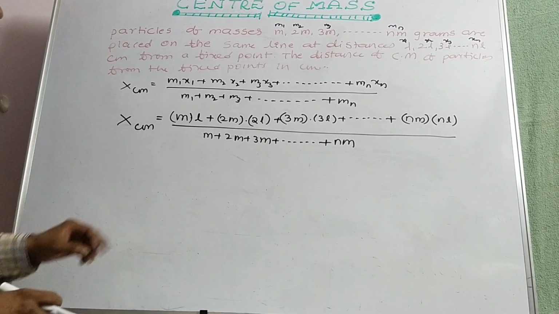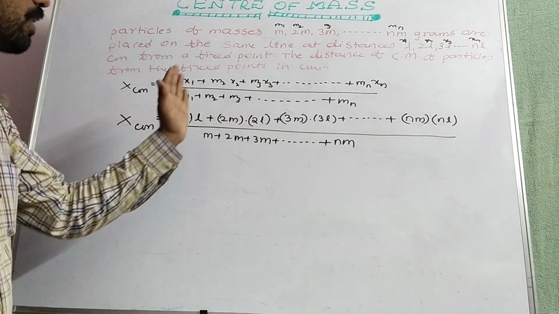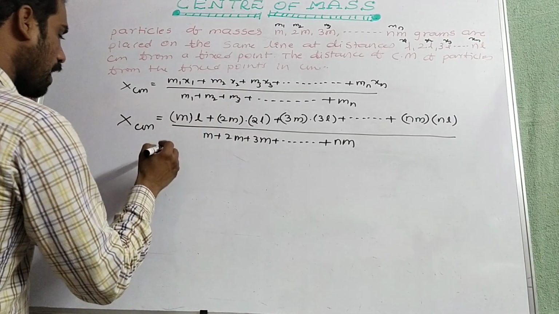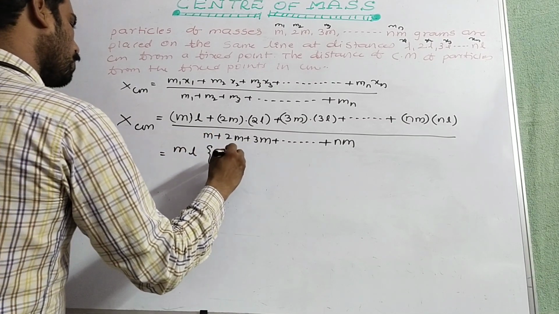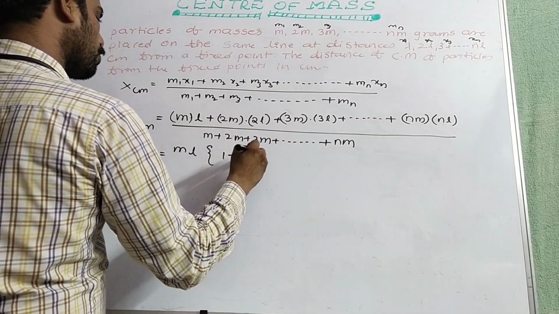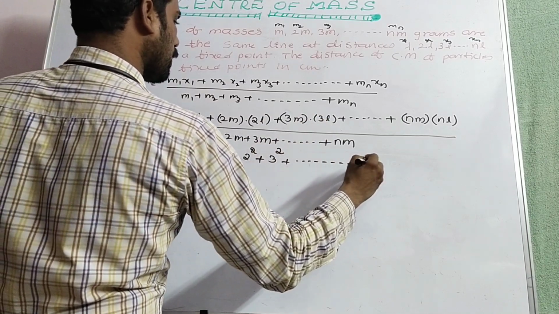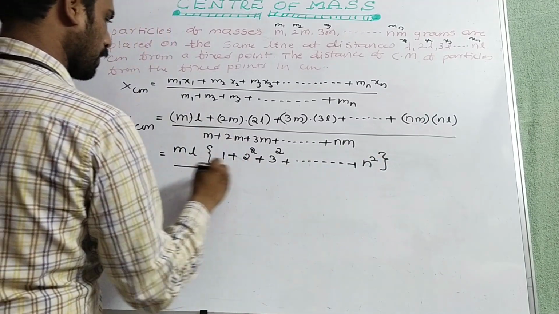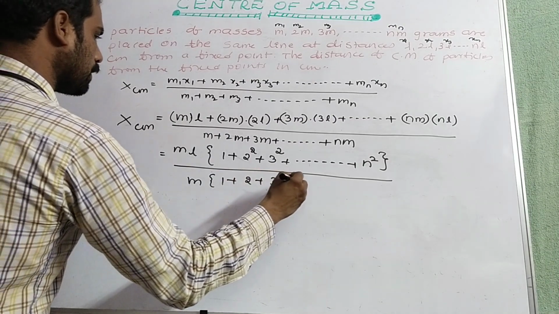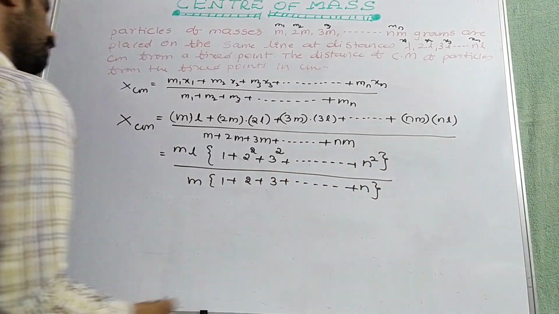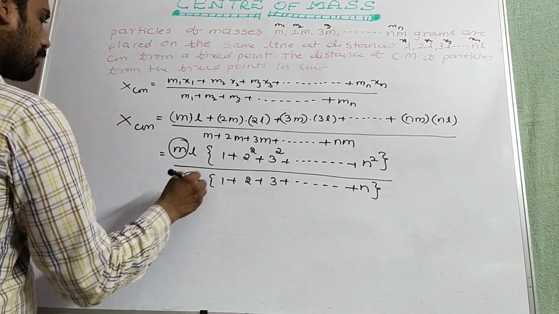By observing this, here we have m as well as L constant. So I will write mL as the constant: mL into (1 plus 2 into 2, that is 2 square, plus 3 into 3, that is 3 square, and so on, n into n, n square) divided by m into (1 plus 2 plus 3 plus and so on up to n). Here m and m get cancelled.